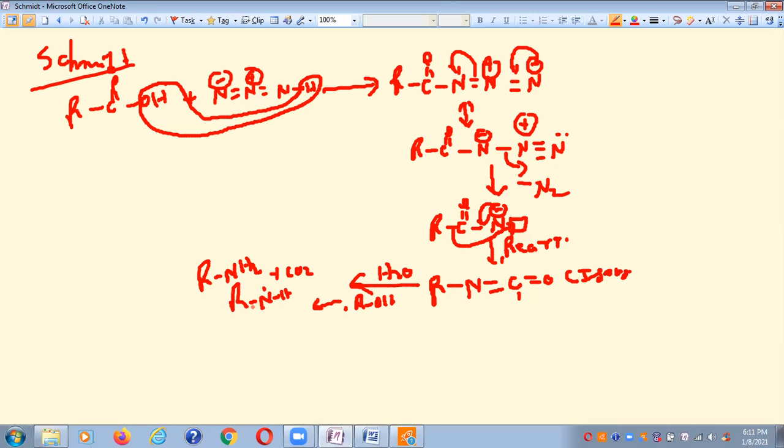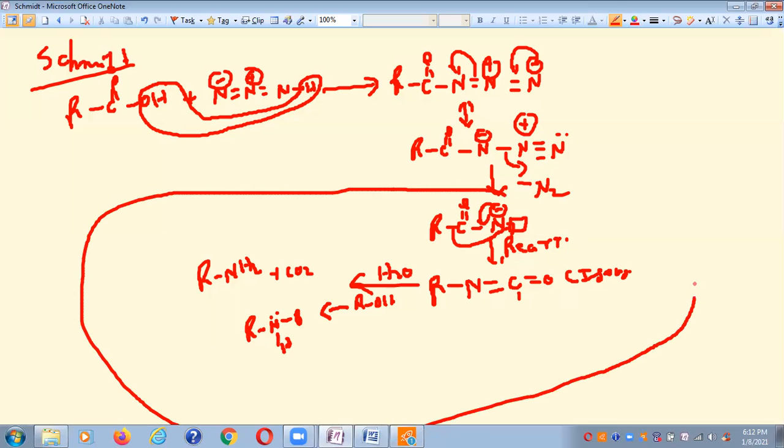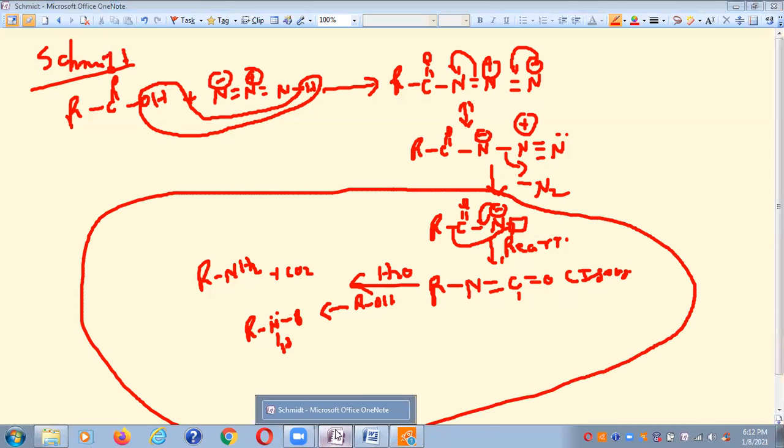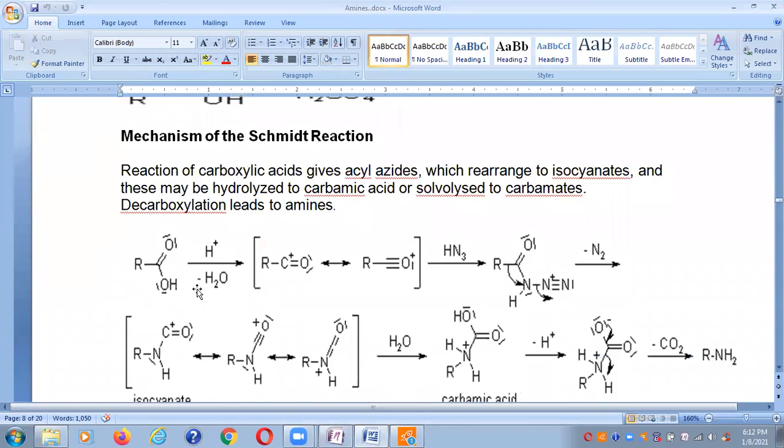So here I'm showing. Okay, lack of space. Instead of water, if you use alcohol, then we get a secondary amine. Lone pair of electrons, R H. Okay, so this is about the Schmidt reaction. This is nothing but an extension; from here onwards it is similar to the Hofmann bromamide degradation. Okay, so this is the mechanism.